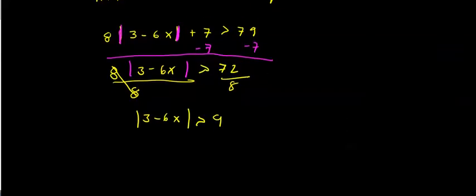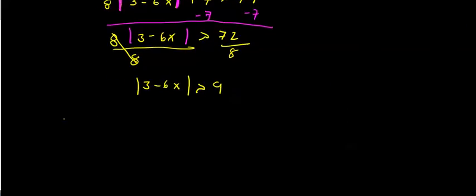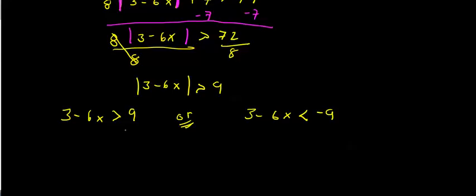I rewrite this inequality two times. 3 minus 6x is greater than 9. It always follows the lead of this. And I have 3 minus 6x is less than negative 9. Because it's greater than, it's an or. And now I solve this. I'm going to subtract 3 from both sides of all these.